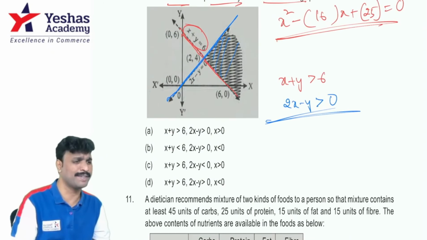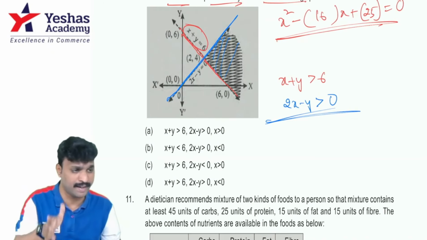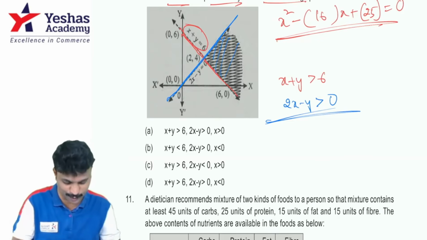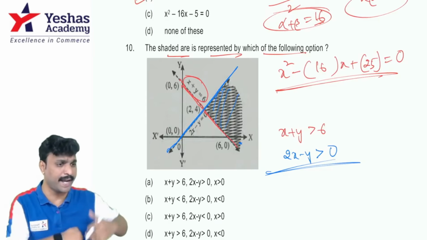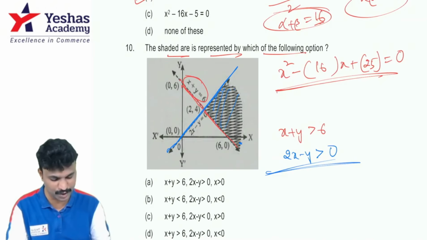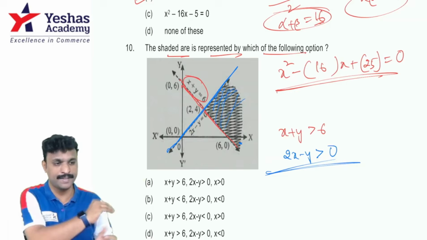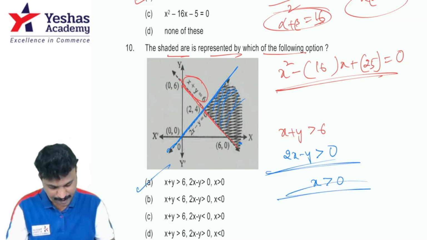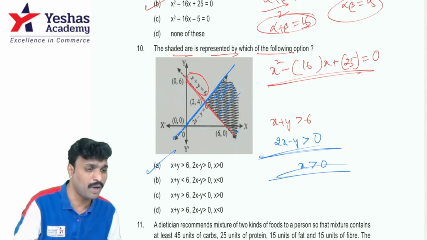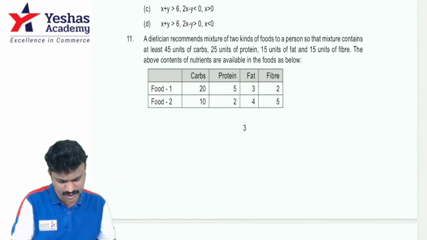Guys, I have explained all this in the marathon class also, and even the regular class also. Yes or no? Right. And most importantly, you see, y is actually going negative, but x is not negative in the shaded portion. X is right side of the origin. So x is definitely greater than 0. That means option A is the right answer. Have you all understood? Guys, moving on to the next question.